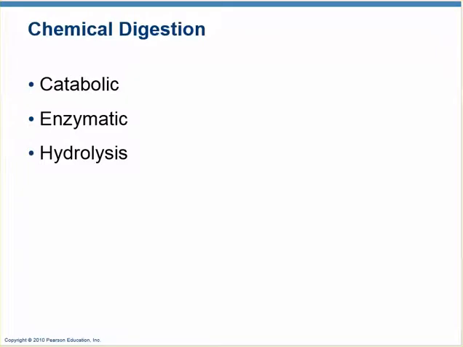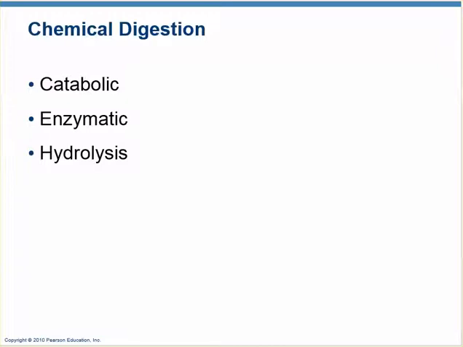So this is chemical digestion. This is the chemistry of the physiology of digestion. So digestion is a catabolic thing. It's taking complex food molecules and breaking them down into their simpler substances that can be absorbed. It requires the use of enzymes to lower the energy of activation and drive those chemical reactions.